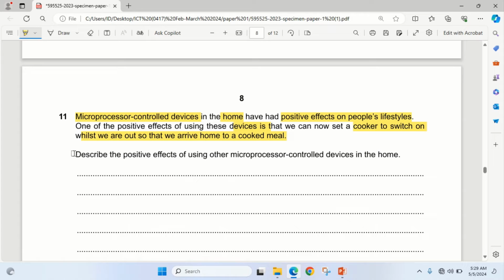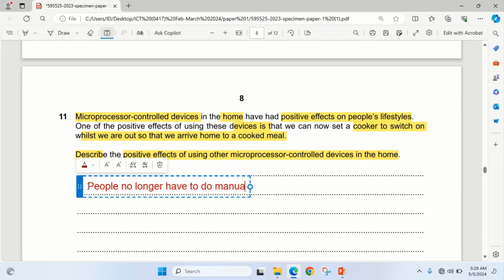Describe is the command word. Positive effect of using other microprocessor control devices in the home, apart from the cooker that has been mentioned. So what are the other positive effects? So you can say microprocessor control devices reduce the need for people to do manual tasks at home. So people no longer have to do manual tasks at home. That is a positive effect.